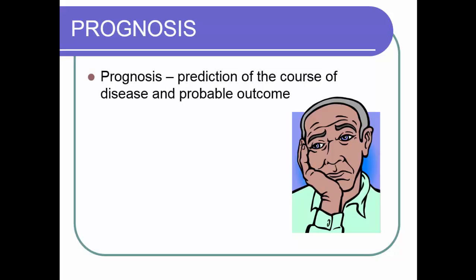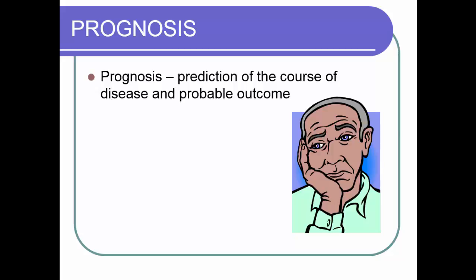Prognosis is the prediction of the course of disease and a probable outcome. And when we talk about prognosis, we usually think about a patient that has cancer. A patient that has cancer usually wants to know one thing, and that is, how long do I have to live? Well, the prognosis for that patient, depending on what type of cancer they have, is then given to the patient.